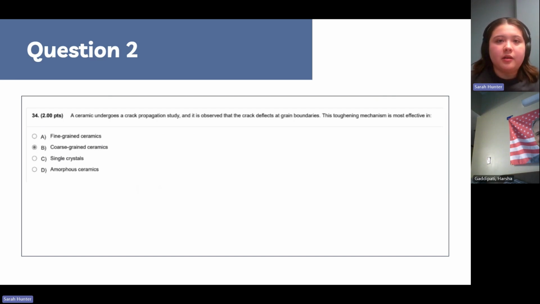A lot of times when you go over previous tests or previous invitationals to study, what I liked to do when I was competing at Science Olympiad is go over these answer choices. So we have fine grained ceramics, coarse grained ceramics, single crystals, amorphous ceramics. If there was anything I didn't know, I would automatically go and look that up and try to put it in my cheat sheet or binder.